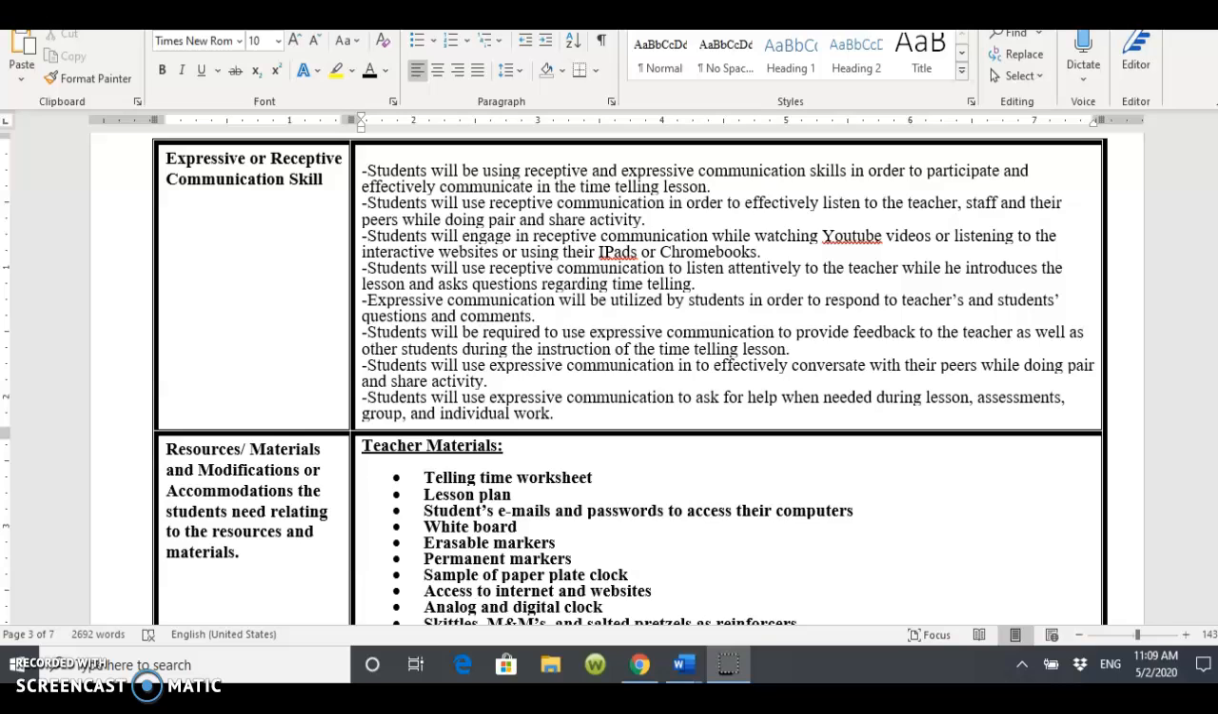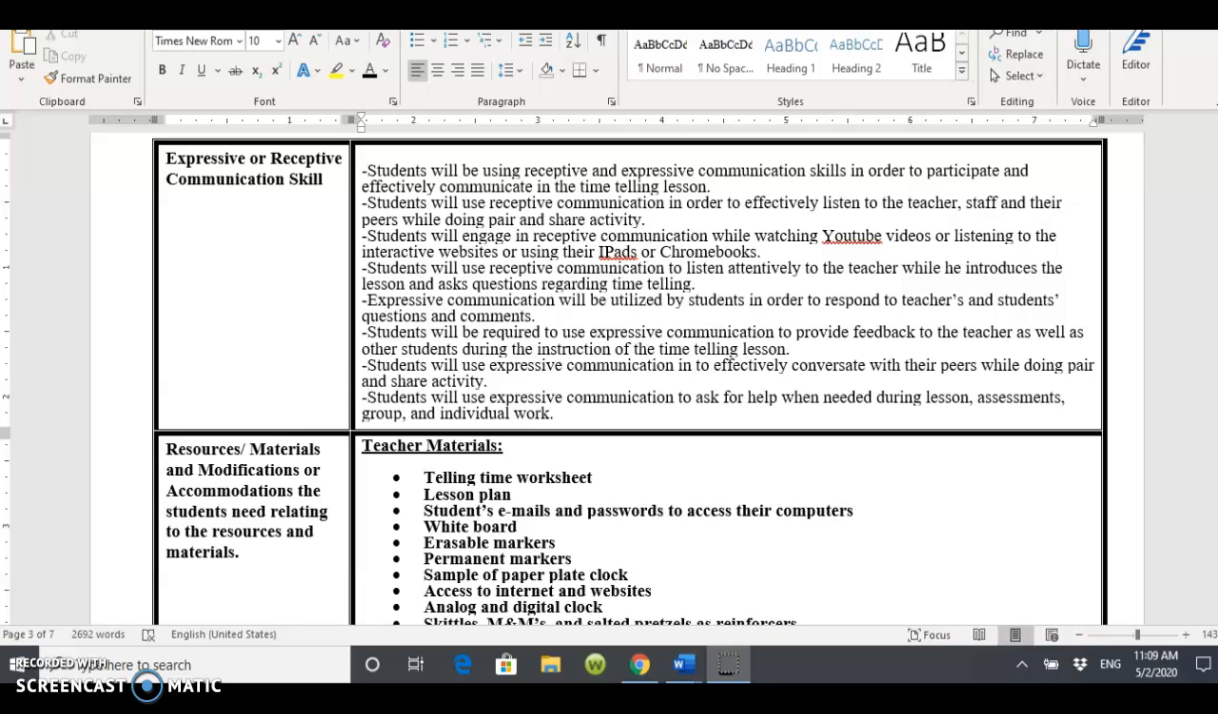Students will be using receptive and expressive communication skills in order to participate and effectively communicate in the time-telling lesson. Students will use receptive communication in order to effectively listen to the teacher, staff, and their peers while doing pair share activities. Students will engage in receptive communication while watching YouTube videos, listening to the interactive websites, or using their iPads or Chromebooks. Students will use receptive communication to listen attentively to the teacher while he introduces the lesson and asks questions regarding time telling.